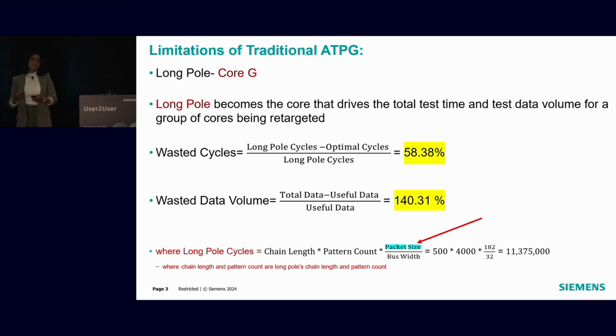What is the magic that I want SSN to do in order to bring down the test time for me? And that's what puts our focus on packet size. Packet size is something that becomes a variable factor in my equation that I can play with. And looking at the simple math, if I can bring down this numerator, if I can reduce the packet size, I'll be able to reduce the total test time that is going to be invested in finishing the test for this particular core.